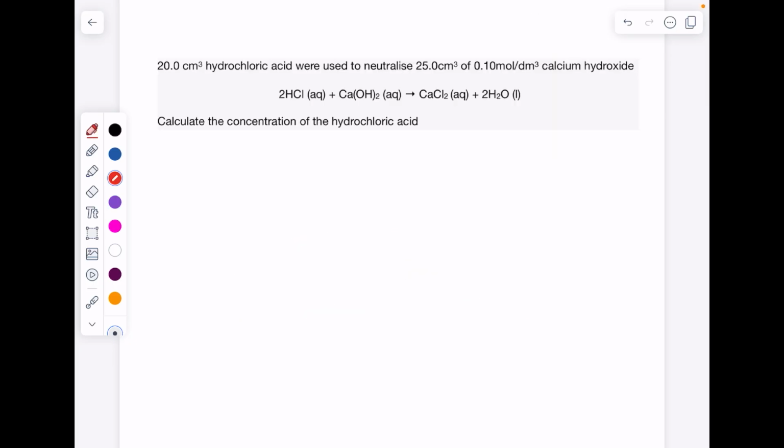Here's a very typical titration calculation. 20 cm³ of hydrochloric acid is used to neutralise 25 cm³ of 0.1 mol/dm³ calcium hydroxide. Calculate the concentration of the hydrochloric acid. Very, very typical question. Because we're after the concentration of the hydrochloric acid, just so you're aware, the acid would have been in the burette, whereas the calcium hydroxide would have been in the conical flask together with the indicator.